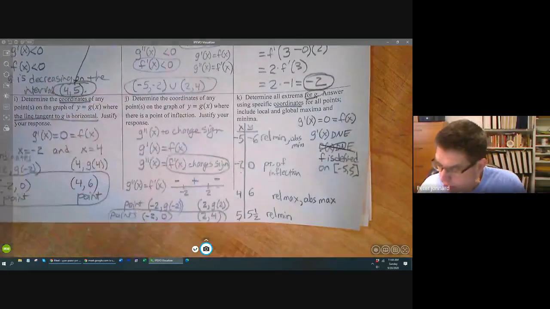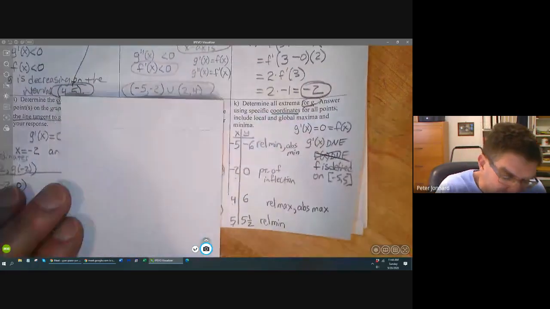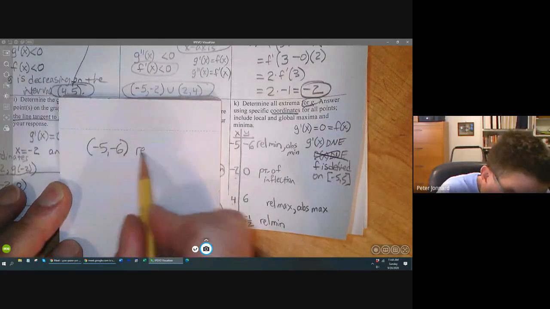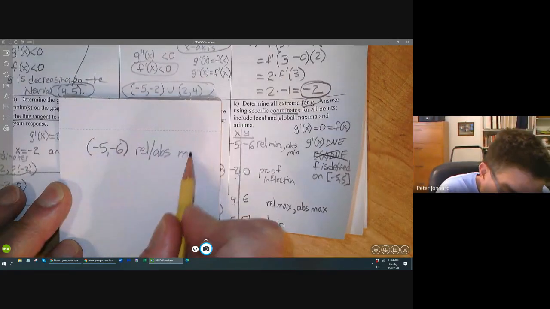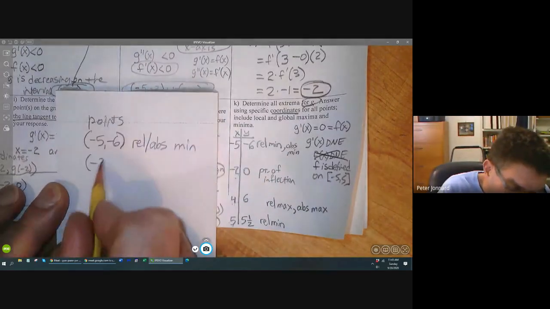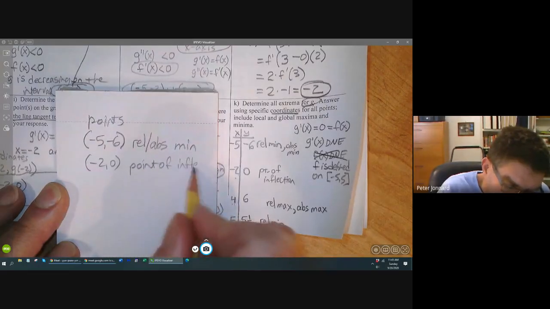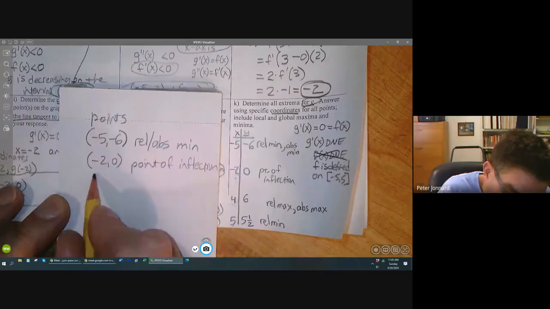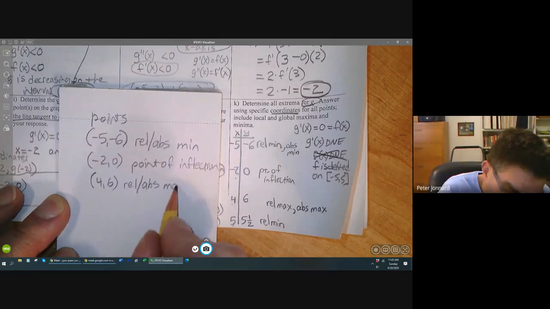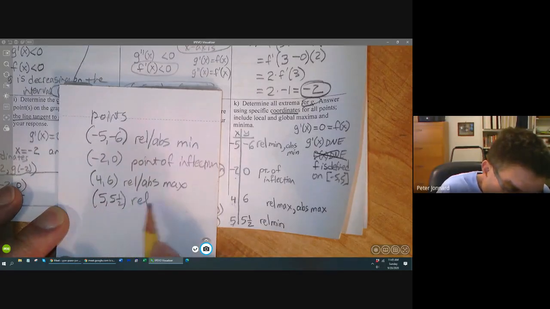I'm running out of paper here since it asked for coordinates of everything. I guess I'll just write them all down for you. So -5, -6 is both a relative and an absolute min. These are points. Then I have -2, 0, which is a point of inflection. Then I have 4, 6. That's a relative and an absolute max. And then I have 5, 5 1/2, which is just a relative min.